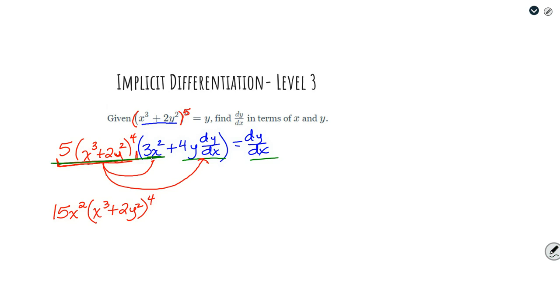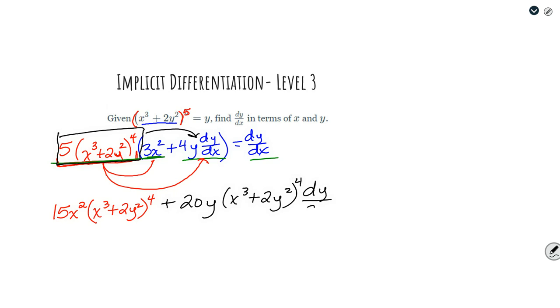Now I'm going to distribute this to the 4y dy dx. So 5 times 4y is 20y times what's in the parentheses, x cubed plus 2y squared to the 4th power dy dx equals dy dx.